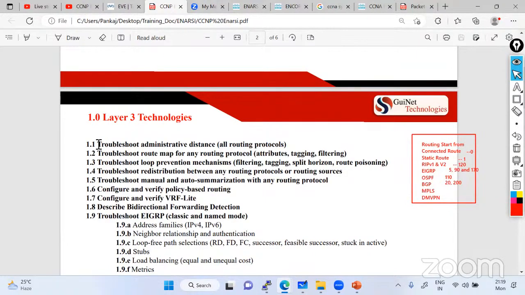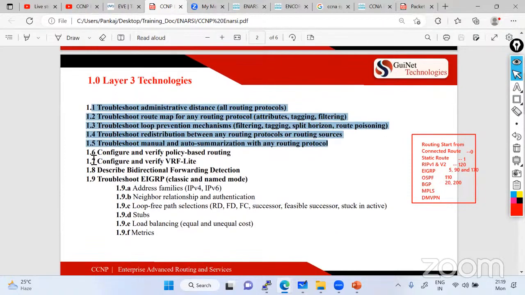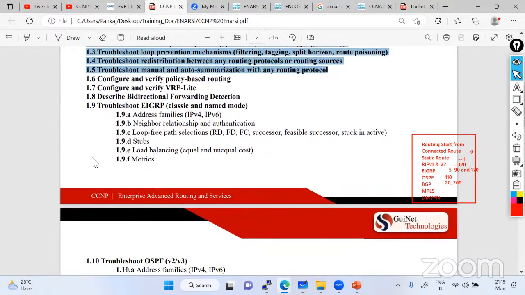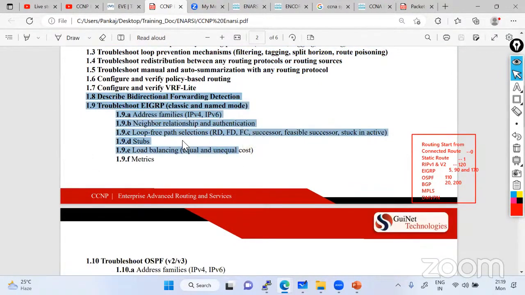But before I start the troubleshooting part, I would love to start with the configurations. So what is the configuration? The configuration starts from the first routing protocol, that is EIGRP. In EIGRP, we have a lot of concepts. It's not limited to the IPv4 EIGRP configuration. In this particular CCNP ENARSI, we also have to configure IPv6 EIGRP.